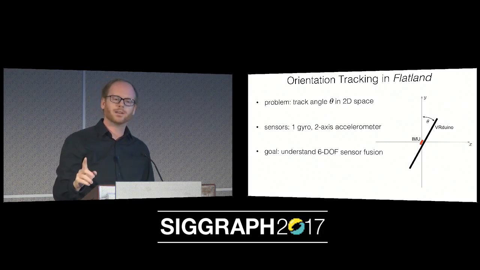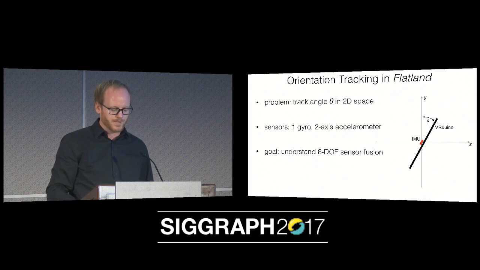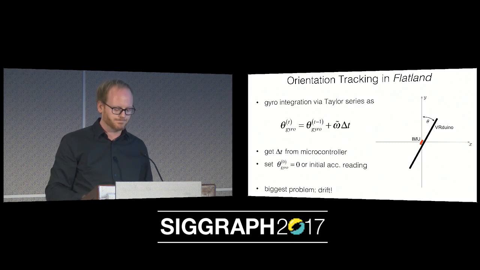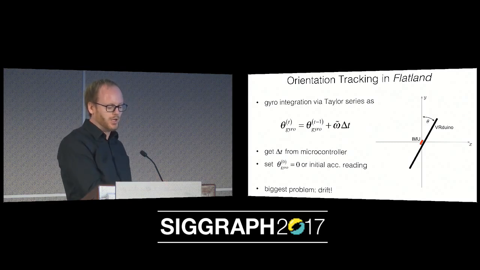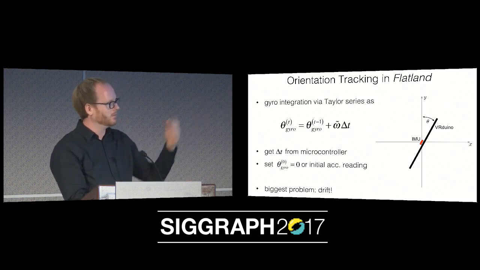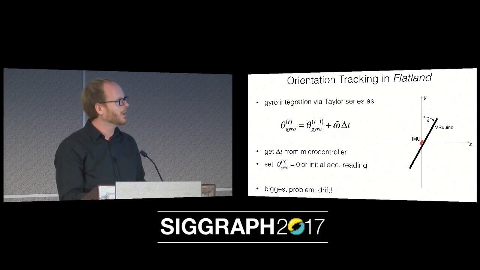And we're going to have a two-axis accelerometer. So it's going to measure acceleration in x and y. And the goal is to understand the 6 degree of freedom sensor fusion. So again, we take the gyro measurement. It's just a single value omega tilde. We multiply it by the time step delta t, and we add it to our last estimate of the gyro, and that's how we're going to integrate our gyro measurements.